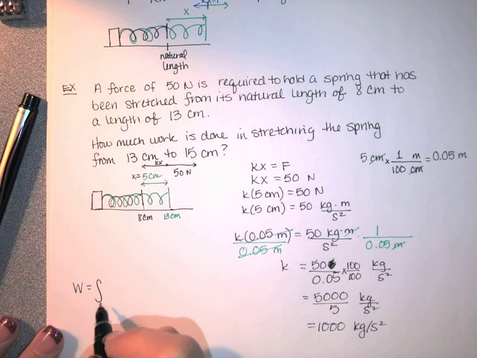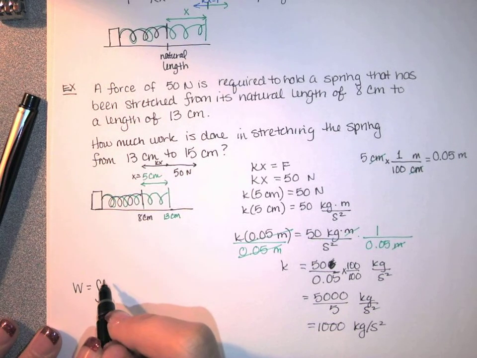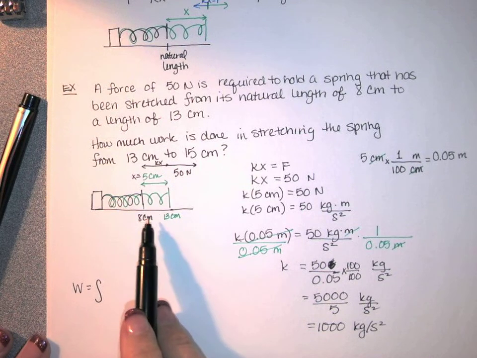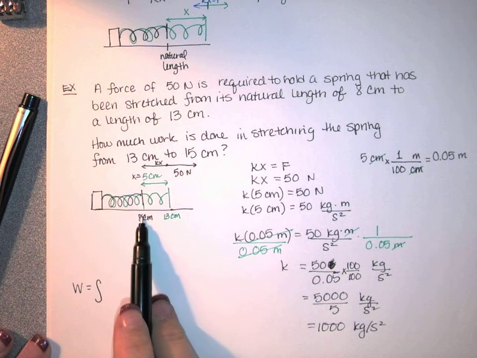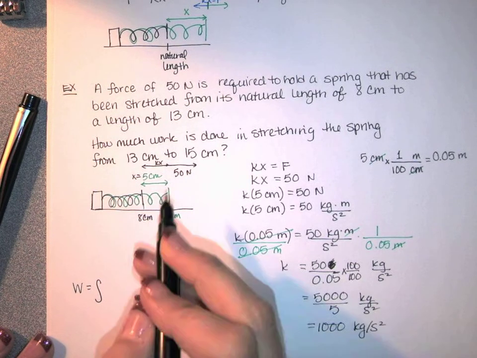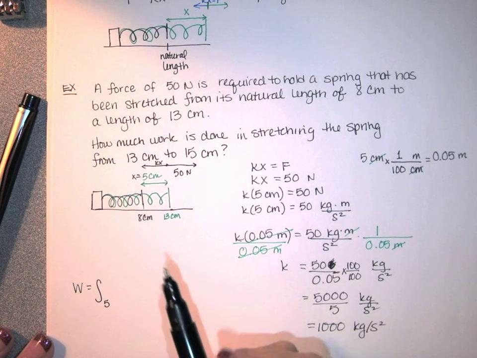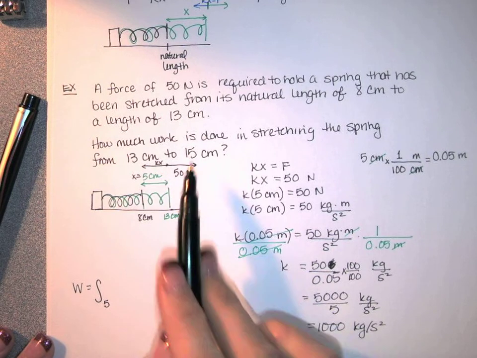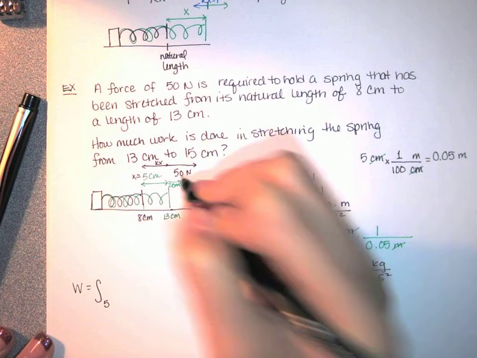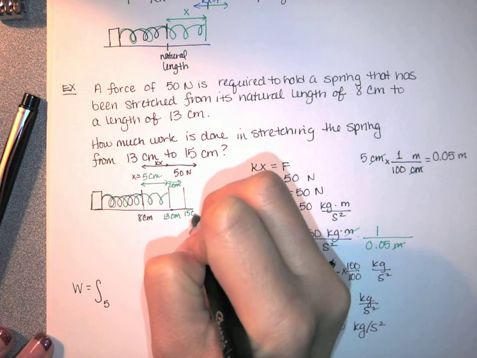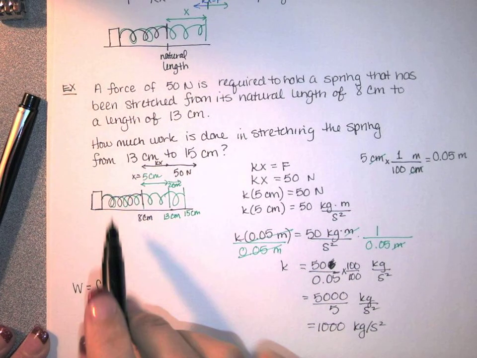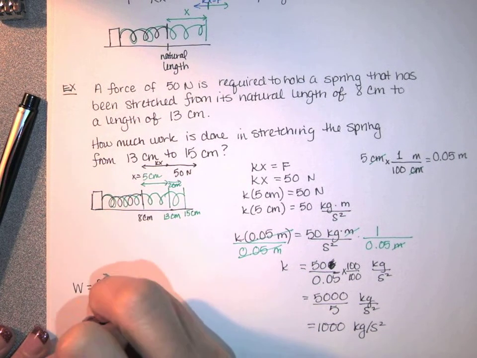Now careful here, we're not going from x equals 13 to x equals 15. X is the distance that we've extended it past its natural length. At 13, x was 5 because our natural length was 8. To get from 8 to 13, I need to add 5. Now to get from 13 to 15, that just means I'm going to go 2 more centimeters, right? I'm really stretching it now. So the new x value at this point is that 5 plus that 2, so it's 7.